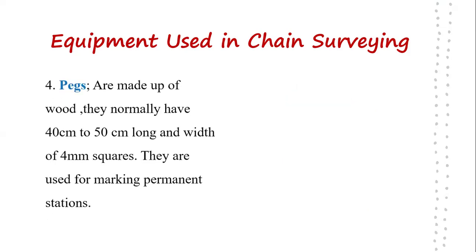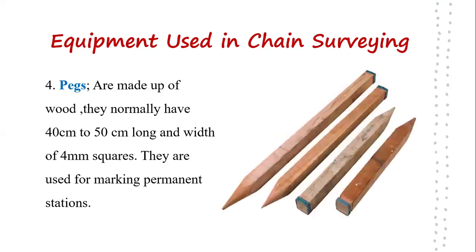Moving on, the other equipment is the peg or pegs. These are just made up of wood. They normally have 40 centimeter to 50 centimeter length and a width of 4 millimeter squares. They are used for marking permanent stations when you're trying to perform this chain surveying. And here is how they look like. So when you're trying to perform this chain surveying, we use these pegs to insert or mark the various permanent stations.